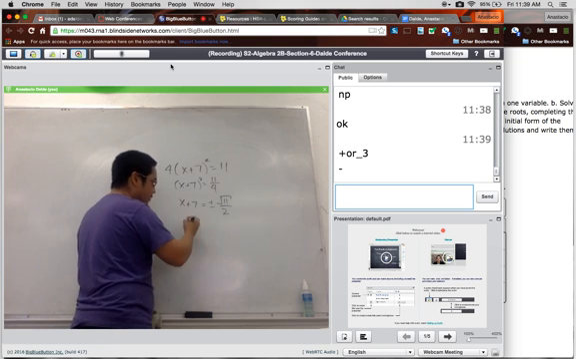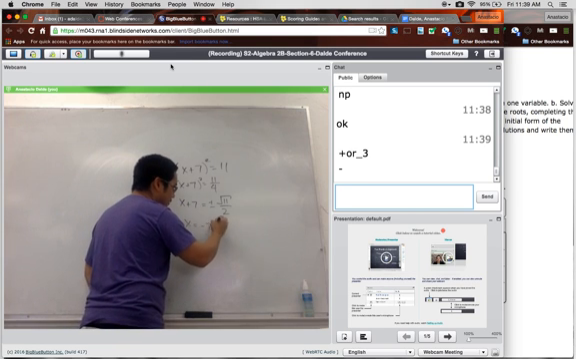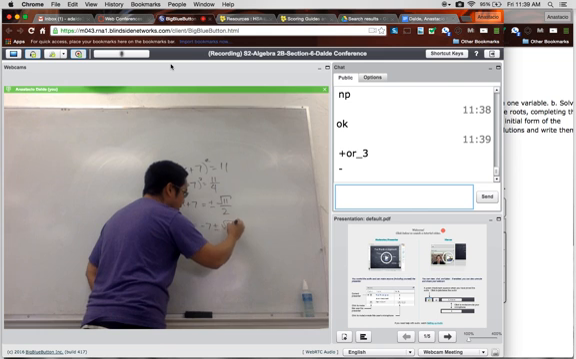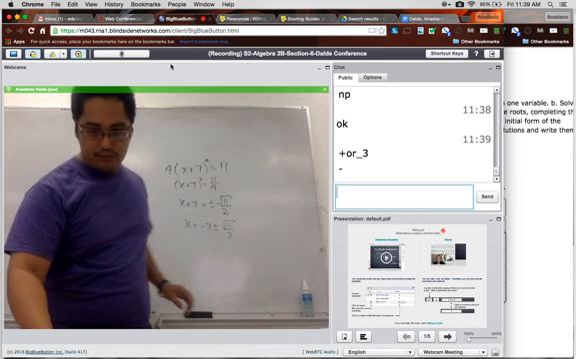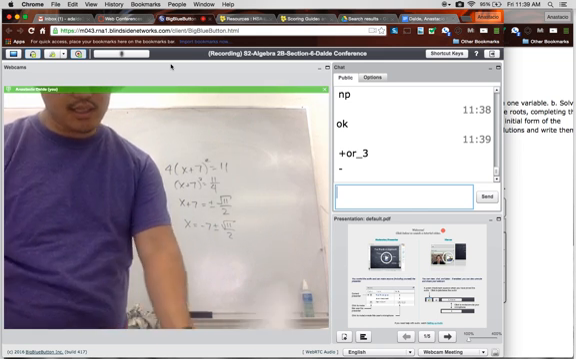I'm going to take that 7 over to the other side. I've got x equals negative 7 plus or minus the square root of 11 over 2. And I believe that's what they want you to put in as the answer.